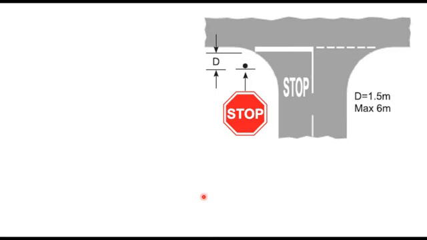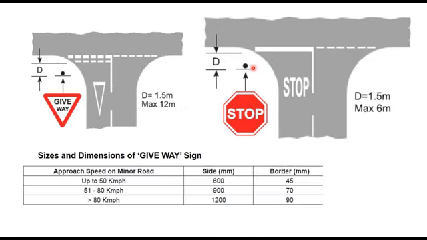This stop sign should be placed at a distance of 1.5 meter to a maximum of 6 meter from the stop line. And similarly, the yield sign should be placed before the stop line at a distance of 1.5 meter, and the maximum distance can be 12 meter. The size and dimensions of the give way sign will be according to the approach speed on the minor street.